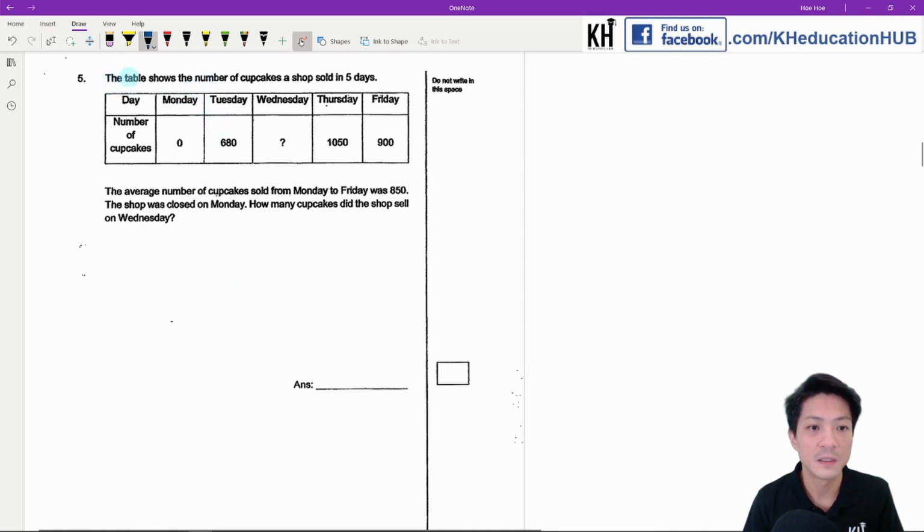Question 5. The table shows the number of cupcakes a shop sold in 5 days. Okay, so Wednesday is missing. The average number of cupcakes sold from Monday to Friday was 850. The shop was closed on Monday. So how many cupcakes did the shop sell on Wednesday? Okay, since the average is 850, let's find the total first.